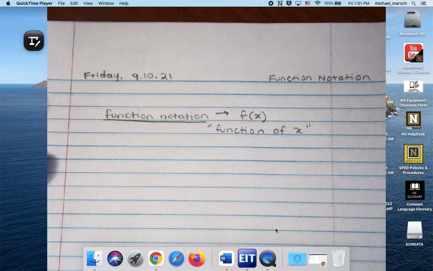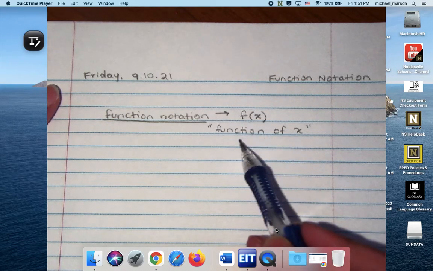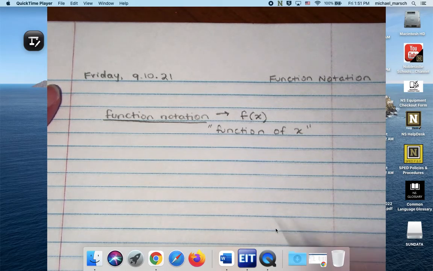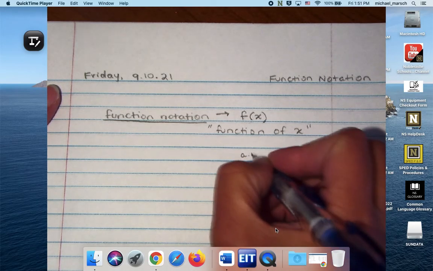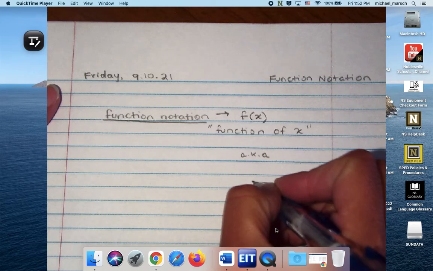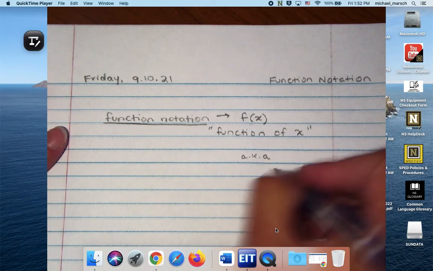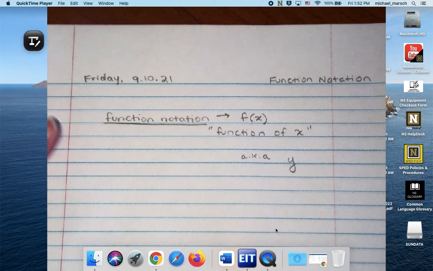Function notation is probably meant to be a shortcut. It did not turn out to be one, but now we're stuck with it. It literally means function of x. You guys know it as, drum roll, y.